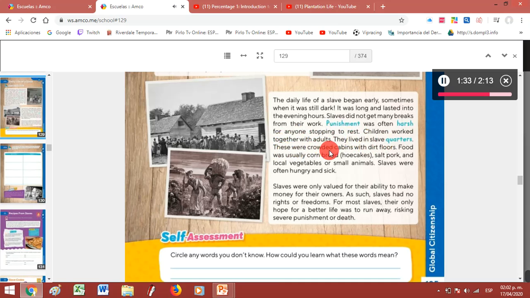These were crowded cabins with dirt floors. Food was usually cornbread, hoe cakes, salt pork, and local vegetables or small animals. Slaves were often hungry and sick. Slaves were only valued for their ability to make money for their owners. As such, slaves had no rights or freedoms. For most slaves, their only hope for a better life was to run away, risking severe punishment or death.